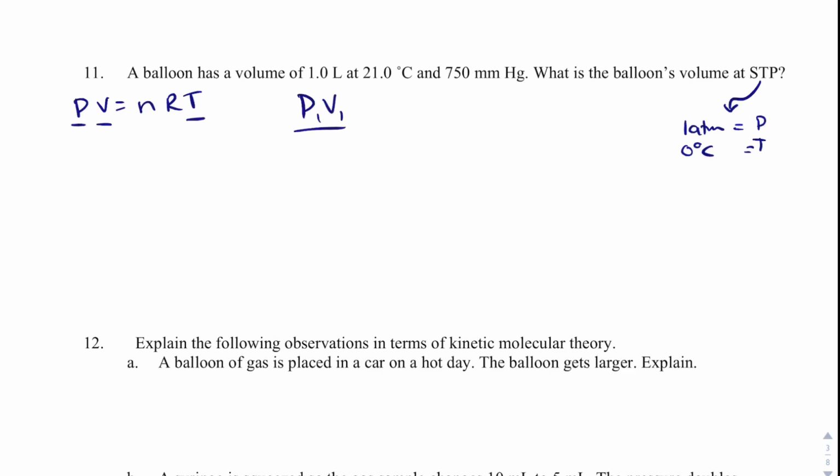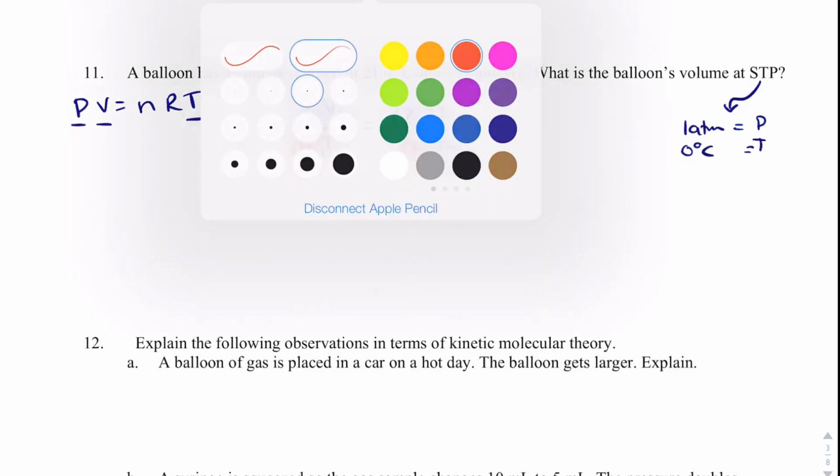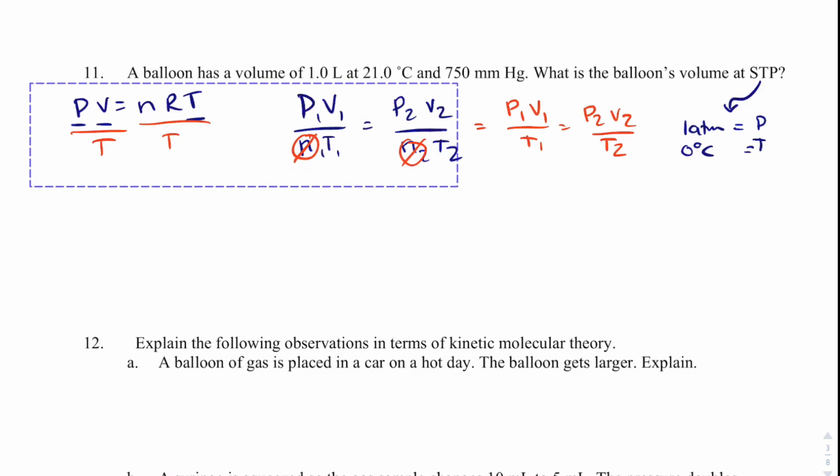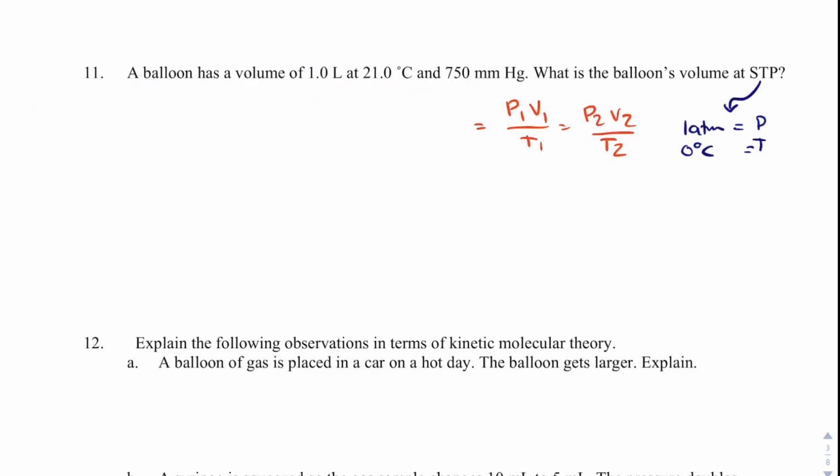If I use my combined gas law and cross out what I don't need, what I'll do is say, okay, N was not given. They didn't mention anything about moles. So my equation simplifies to P1 V1 over T1 equals P2 V2 over T2. Okay, and that would check out here if we divide each side by T. Okay, now let's plug in what we need to plug in here.